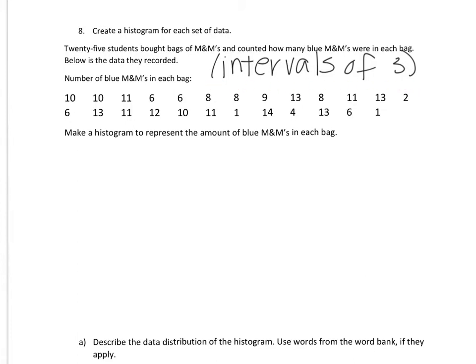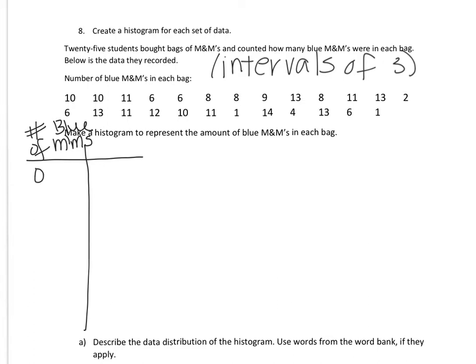Okay, so first what you want to do is make a frequency table. So I'm going to do number of blue M&Ms, and I'm doing intervals of 3, so I'm going to start with 0. You could start with 1 if you really wanted to, but I normally start with 0, just so that it matches my y-axis. So if I do intervals of 3, that would be 0, 1, 2.